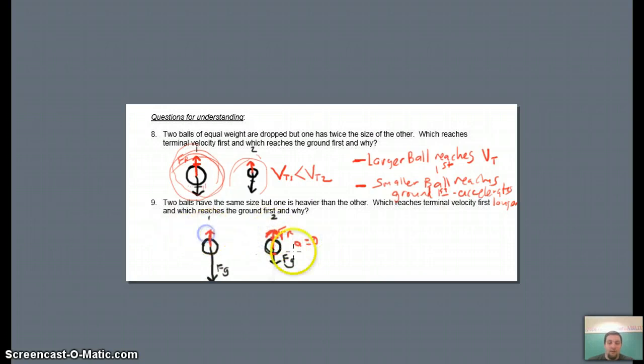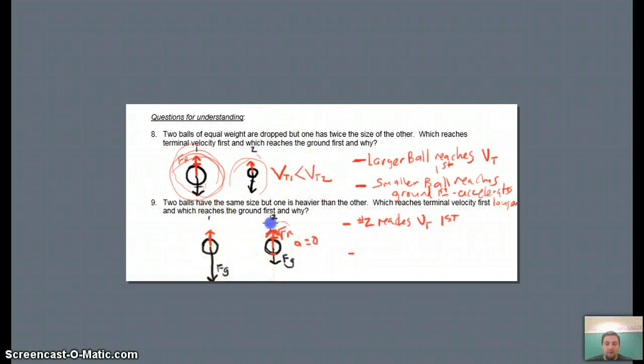While at this point in time, ball 1 is still accelerating. So which one reaches terminal velocity first? We'll say ball 2 reaches v sub t, terminal velocity, first. Okay. And which one reaches the ground first? Well, similar to this first problem, which one reaches the ground first?